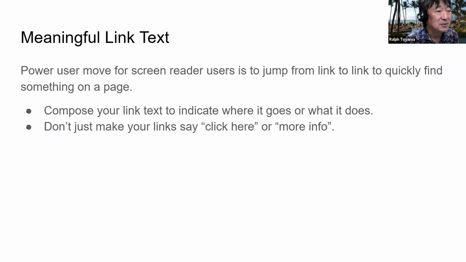I want to say a thing about meaningful link text. So if you're making a line of text in your document, a link to go somewhere else, you should make that text meaningful to indicate what that link goes to or what it's for. The reason is that people who use screen readers sometimes skim through a document by jumping from link to link to link. So imagine how unhelpful it would be if your links say, click here, click here, click here, or more info, without explaining what it does. So keep that in mind.